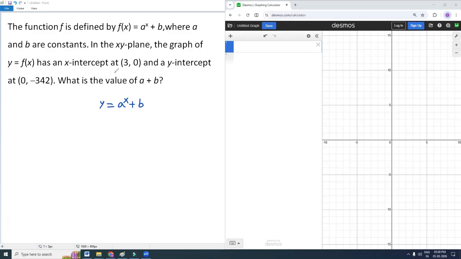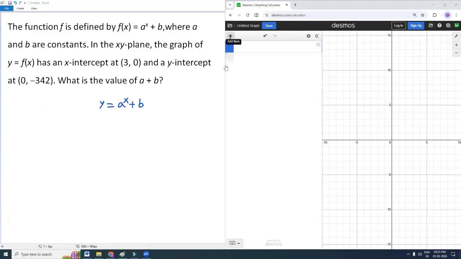And we have the information that the x-intercept of the graph of the given function is (3, 0) and the y-intercept is (0, -342). That is, the graph of the given function is passing through these 2 points. Now we can use Desmos to solve this problem. Since the graph passes through these 2 points, let's take these 2 points in Desmos.